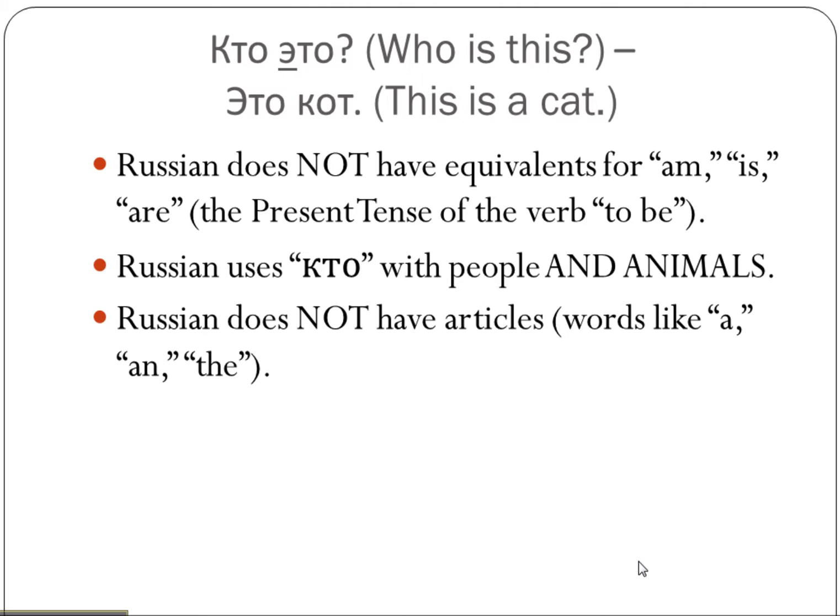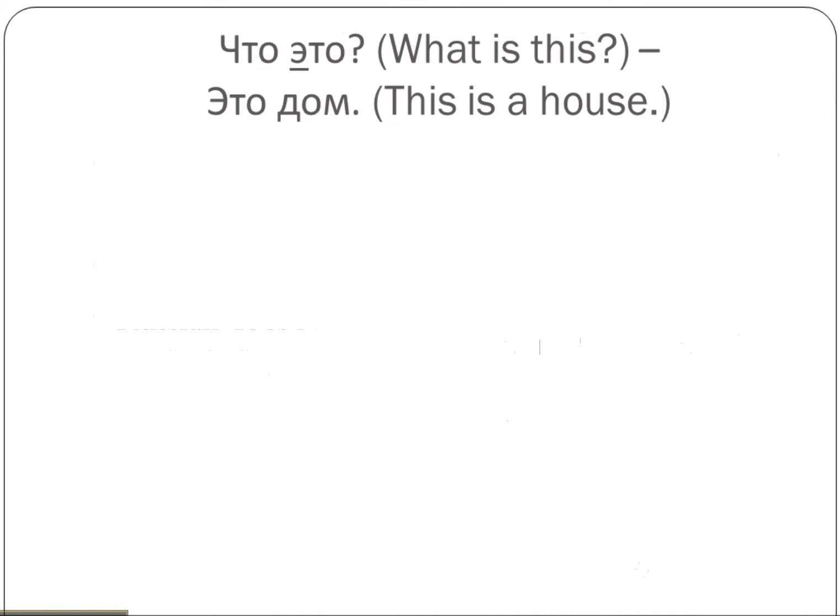And in the first video we looked at the question, who is this? And we've come to three different conclusions. One is that in Russian there are no words like am, is, are, and there are no articles, words like a, an, the. And then in Russian we use the word кто, which in English would be who, with both people and animals. So now let's ask the question about things that do not have a heart, about inanimate objects.